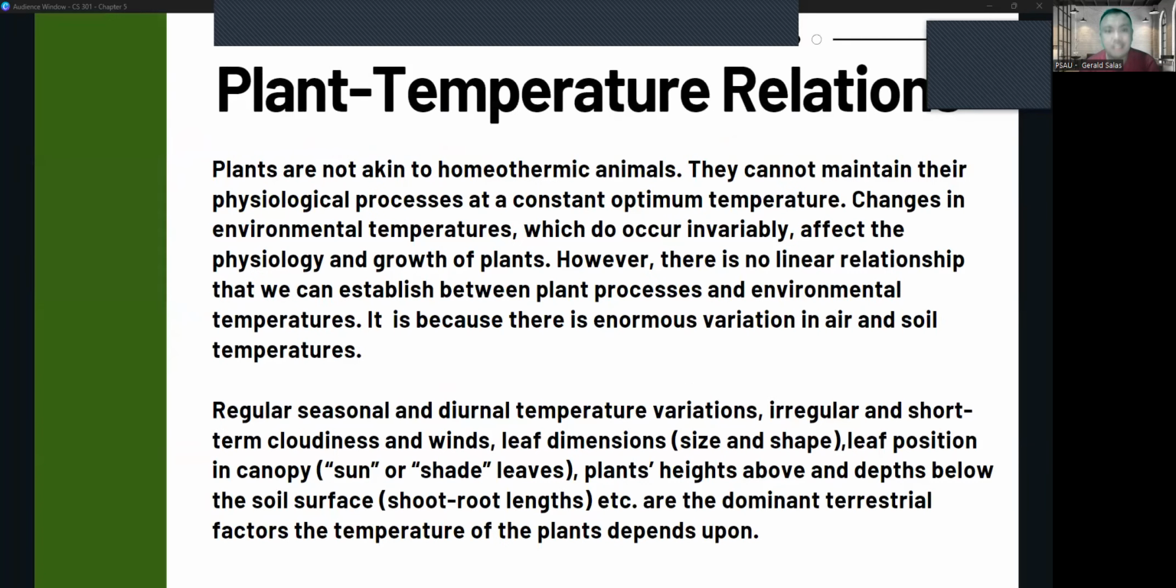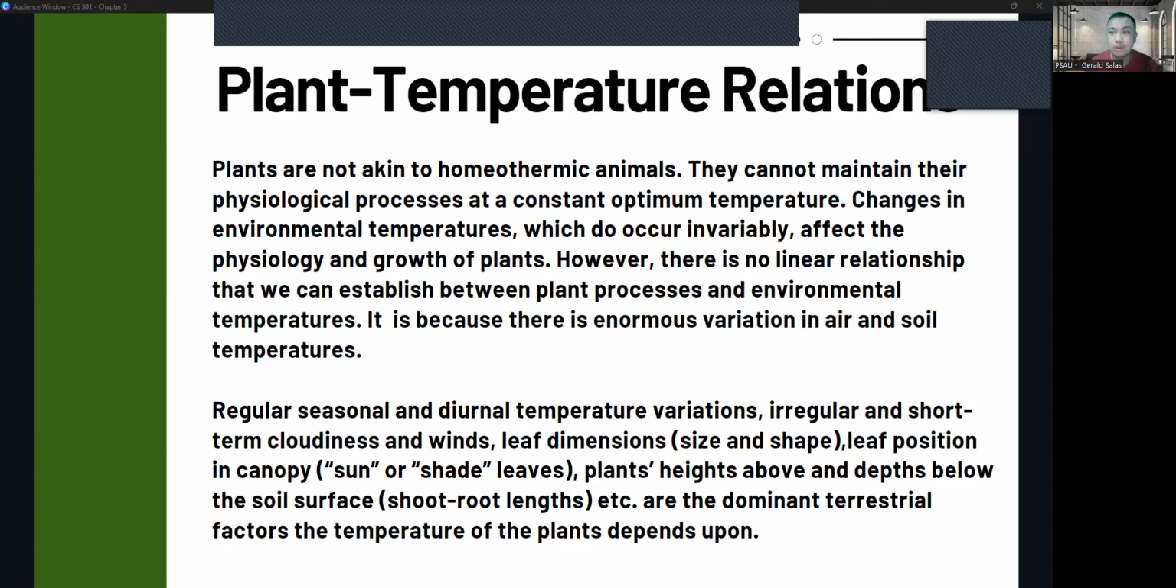Now let's talk about the plant-temperature relations. So doon sa ating mga plants, yung mga plants natin, they cannot maintain their physiological processes at a constant optimum temperature, as if you compare it with those homeothermic animals. So changes in environmental temperatures, which do occur invariably, affect the physiology and growth of the plants.